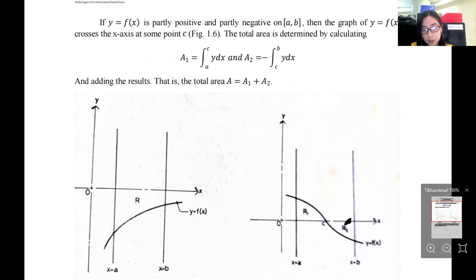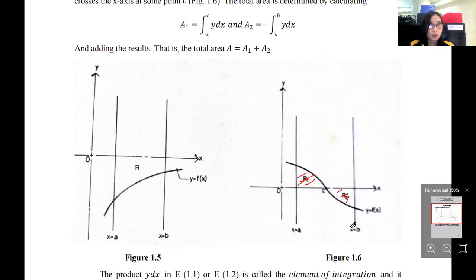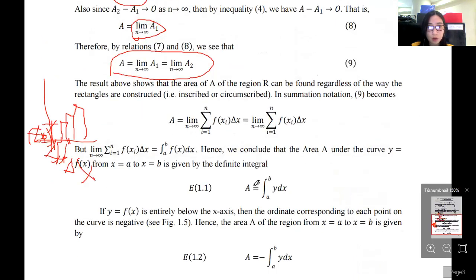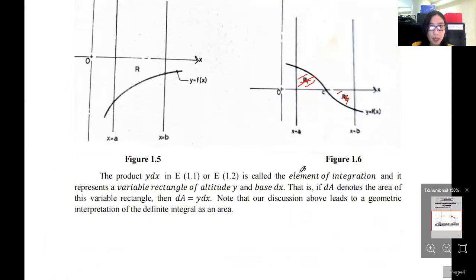and A sub 2, or the region 2, is equal to negative integral of y dx from C to B. Okay, so this one is positive and this one is negative. So, adding the results, that is, area equals area 1 plus area 2. So, from equation 1.1 and 1.2, the product y dx is called the element of integration, and it represents a variable rectangle of altitude y.